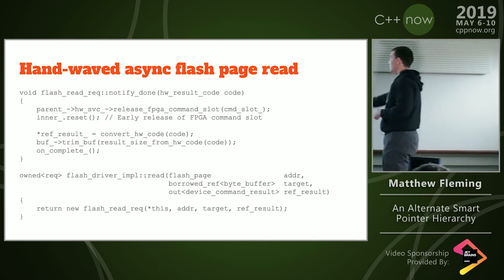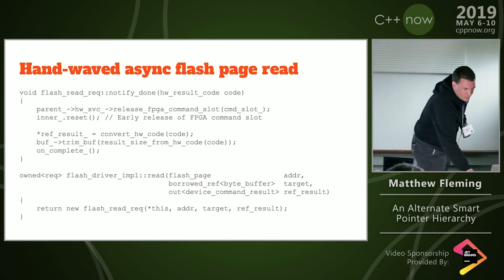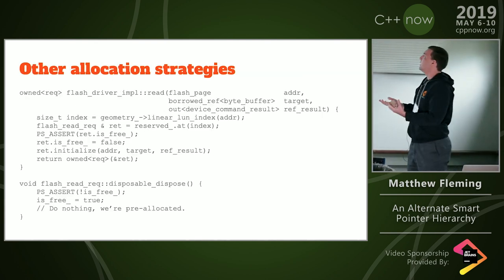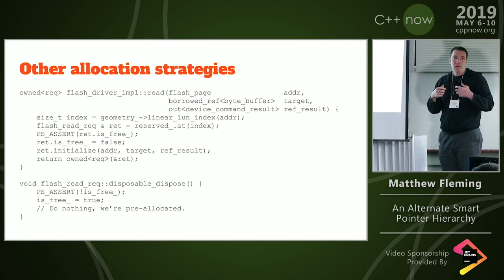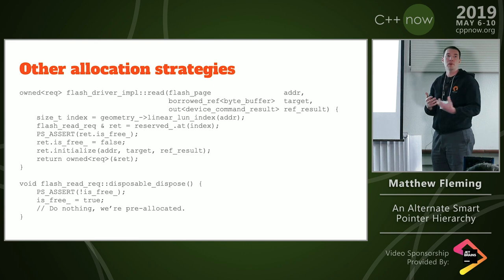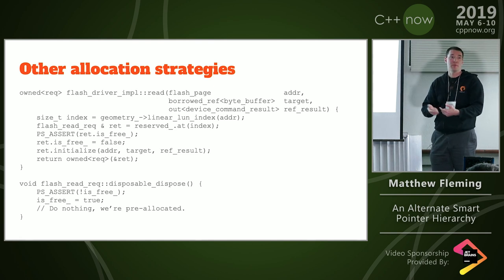So to actually new up one of these things, I just fill in the parameters. This is all hand waved, like I said, I can do other allocation strategies, right? So for example, I don't have to change the caller. The caller doesn't change if I change the implementation here of this read function. The caller just has a request. When it's completed, they reset their smart pointer, which says dispose.